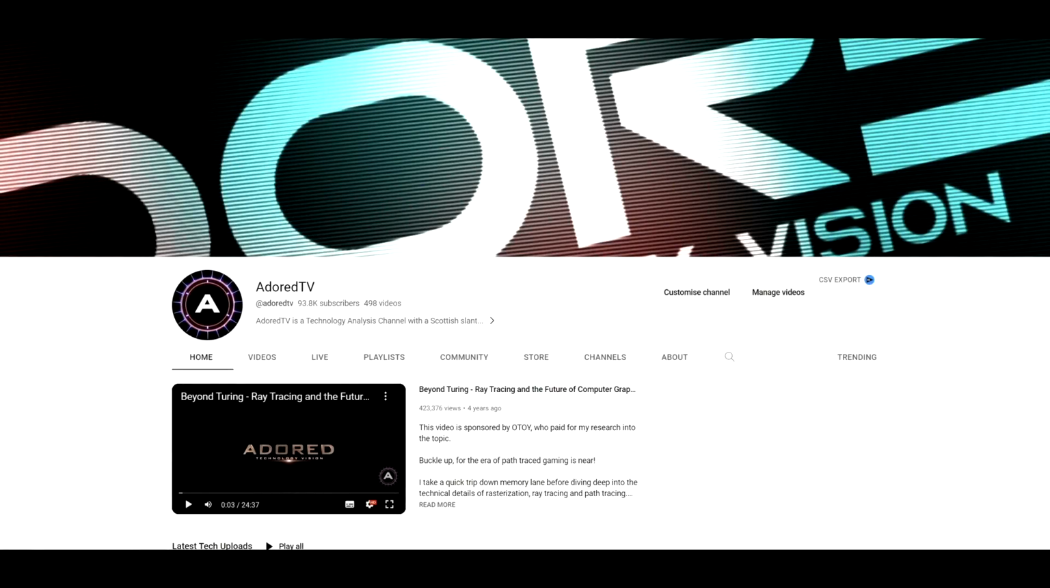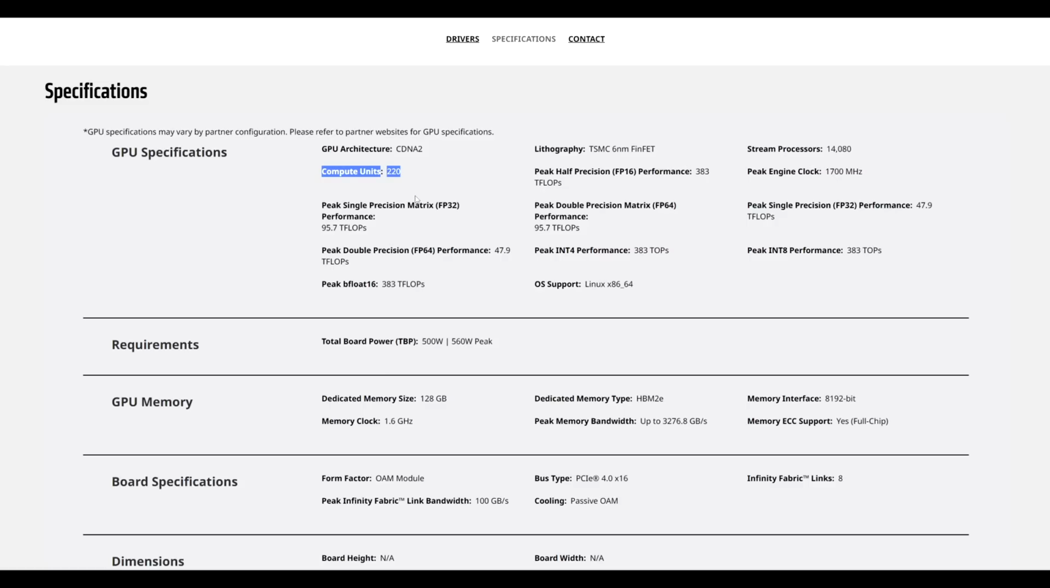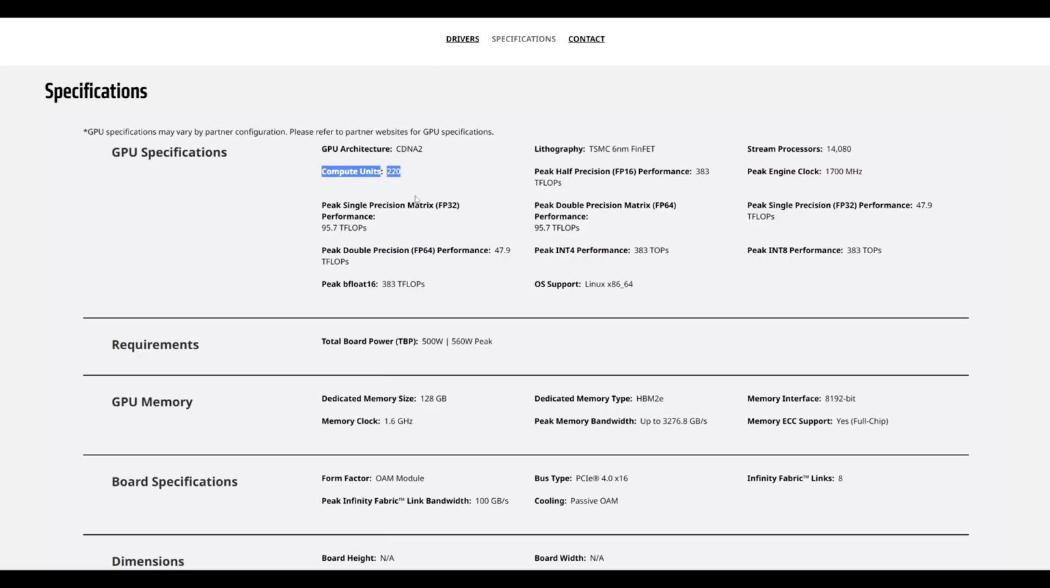That brings me around nicely to the next part of the video and the first new leak, because I can now exclusively reveal the compute unit count of MI300A. Remember, MI250X had 220 CDNA2 compute units. Well, MI300A has 228. Yes, 8 more. A whole 8 more compute units. And that is undoubtedly a hell of a lot less than what most people were anticipating.